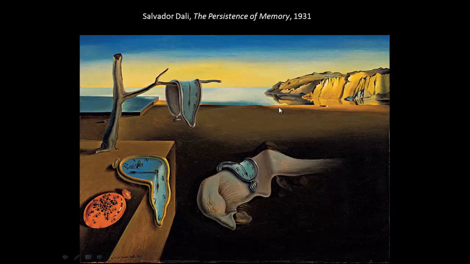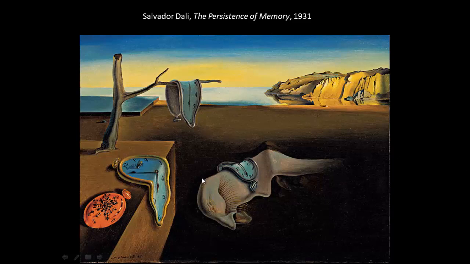Then you also see this very strange shape lying on the ground in the center. It's a sort of amorphous creature, but then if you start looking at it, it seems to have a face. We've got this large closed eye with long eyelashes. This nose, is it a tongue sticking out? It's not really clear, but just like the clocks, it's sort of melting into its surroundings.